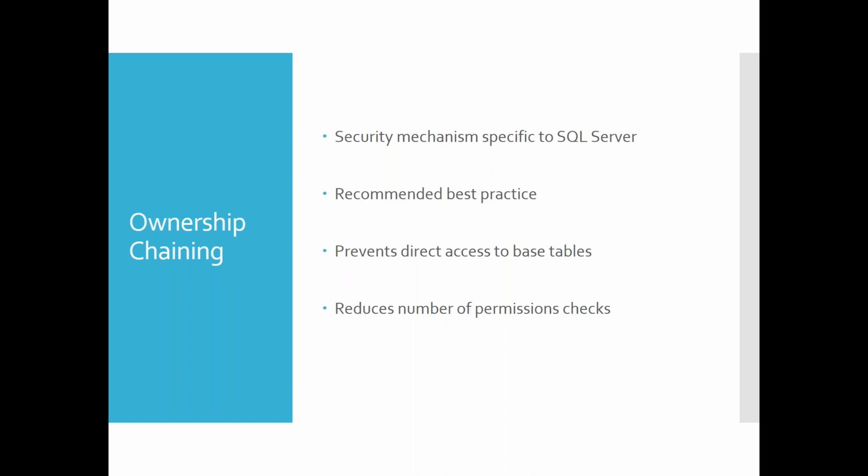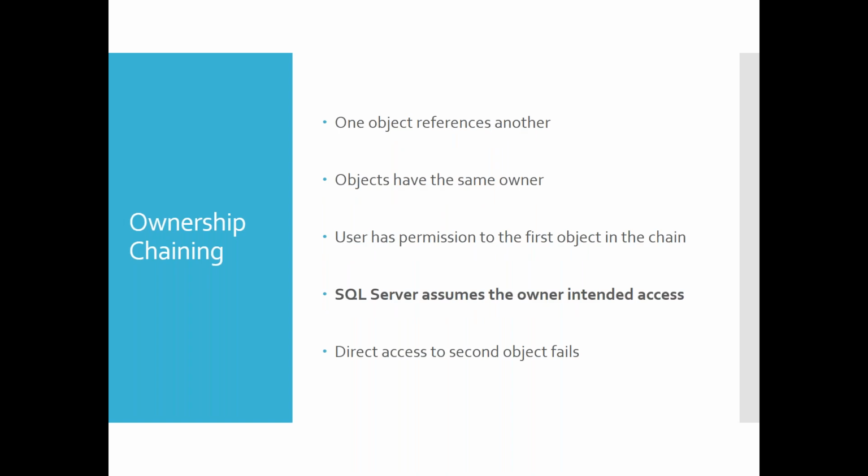And it does actually reduce the number of permissions checks, because what SQL Server does is it looks at the owner of the objects, hence the name ownership chaining. So if you have one object that references another and they have the same owner, then what happens is the SQL Server is only going to check and apply the permissions on the first object. So in the case of Jane Smith, if she has the ability to execute the stored procedure, and the stored procedure and the table both have the same owner, then what SQL Server is going to do is it's going to check the permission against the stored procedure. Jane has it, and it's going to execute the stored procedure.